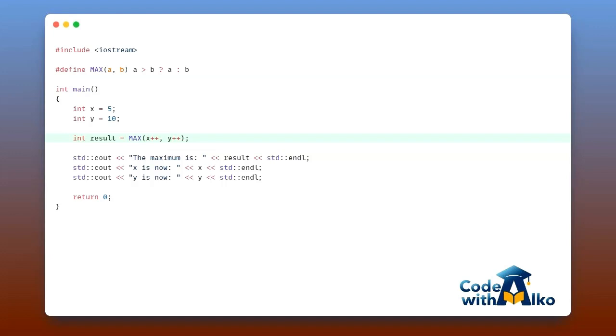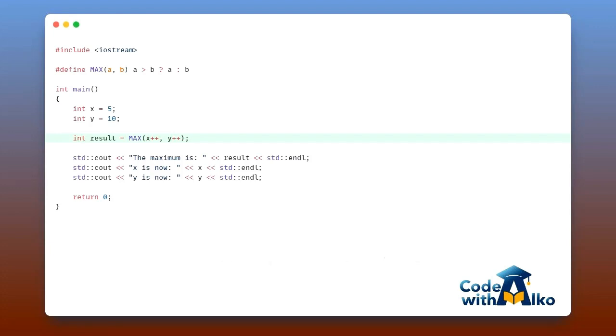Here's the step-by-step breakdown of exactly what your computer does behind the scenes. First, it compares x++, which is initially 5, to y++, which is initially 10. Since 5 is not greater than 10, the comparison evaluates to false. Now, because the comparison is false, the macro executes the second increment operation, causing y to be incremented again. At this point, y has already been incremented during the initial comparison. So now it increments a second time, becoming 12.